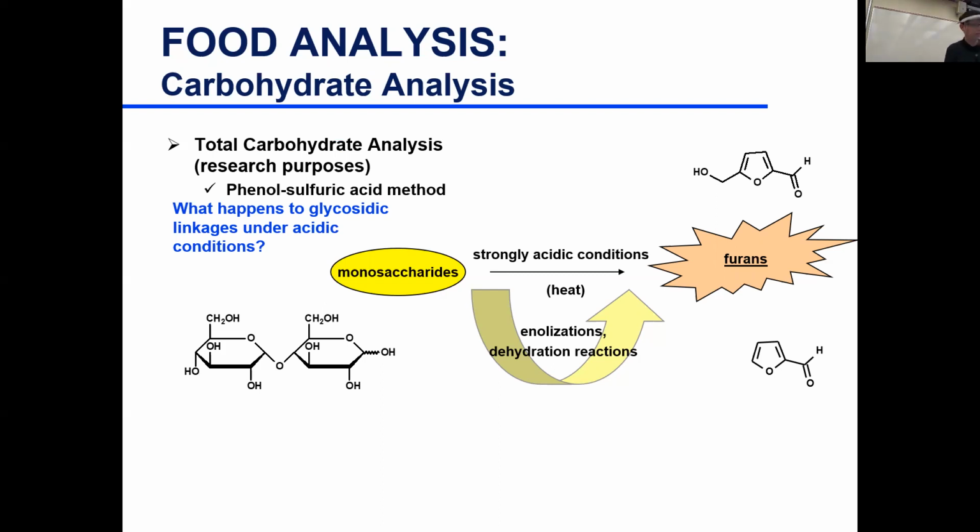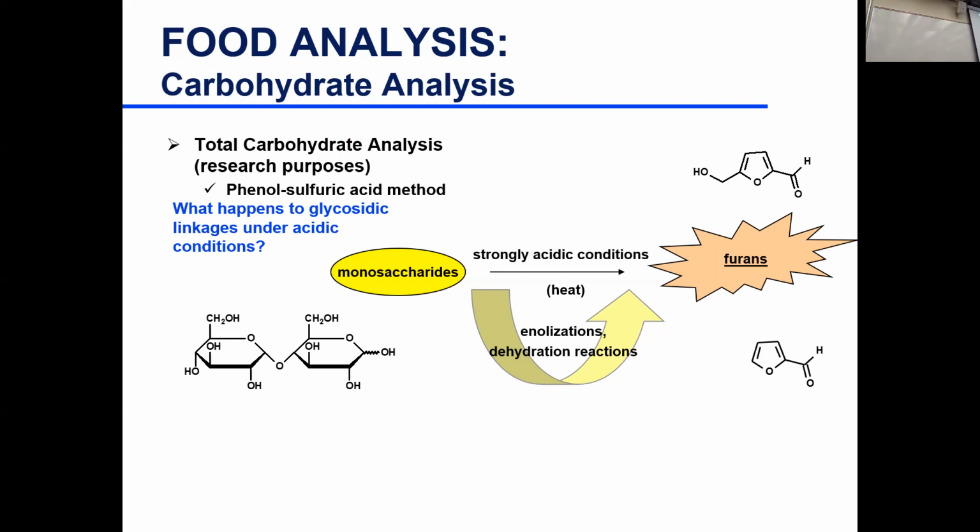But it's good for research purposes. Why? Because you often have a purified sample. You hydrolyze starch, and then you need to look at the different components, maltodextrin within the starch. So you can use assays such as this. So what is it? The phenol sulfuric acid method.